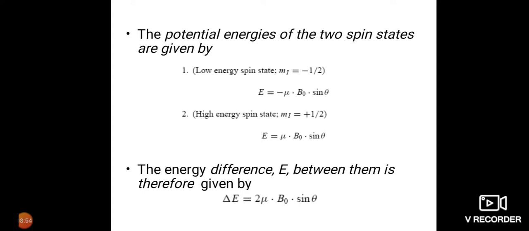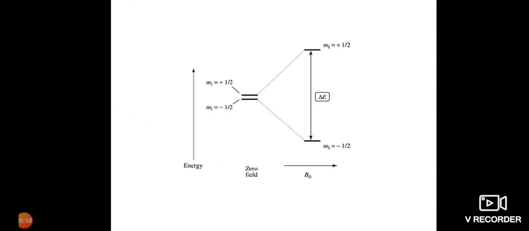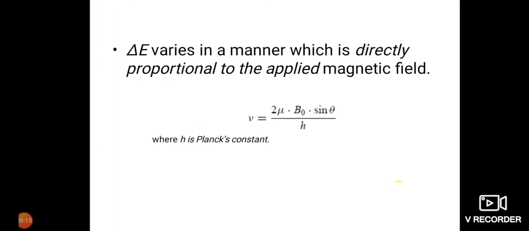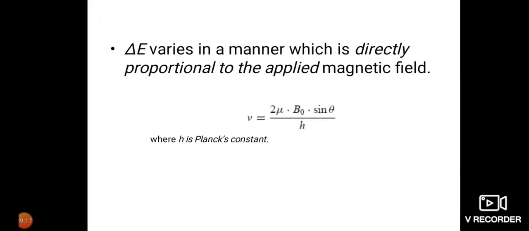So, this is the energy difference between the two states, plus half and minus half. You can see that the energy is going to get increased as the spin changes, and the magnetic field strength direction is going to get altered. This change in delta E varies in a manner which is directly proportional to the applied magnetic field strength, that is B naught.